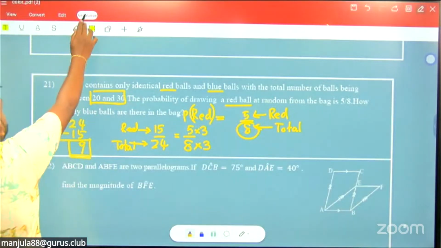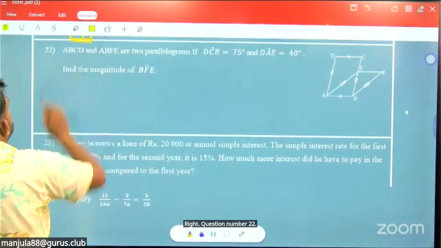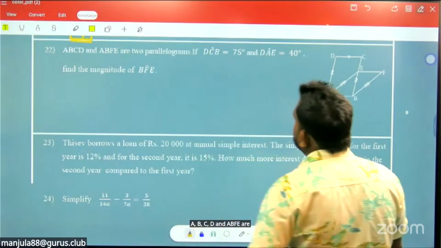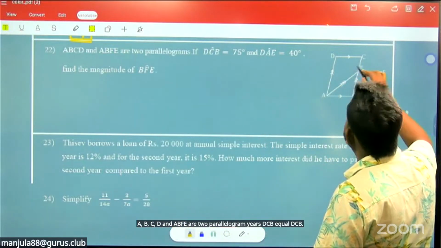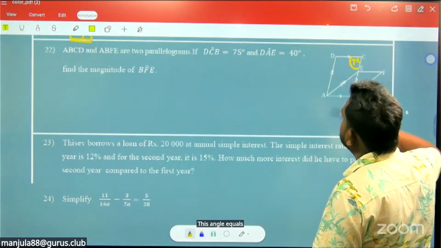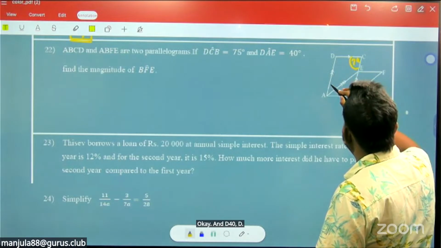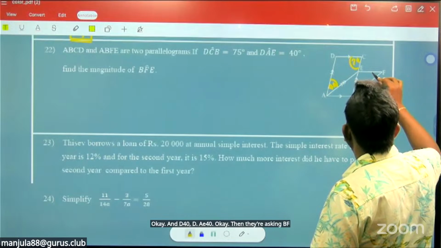Right. Question number 22. ABCD and ABFE are two parallelograms. Angle DCB equals 70 degrees, and angle DAE is 40 degrees. Then they're asking for angle BFC, which is x.